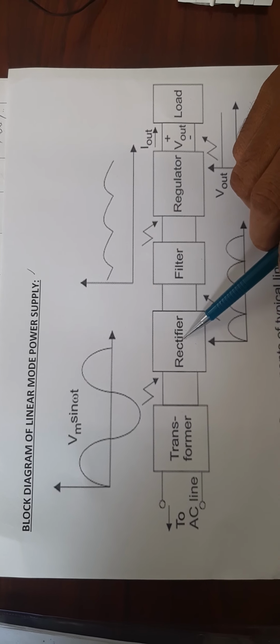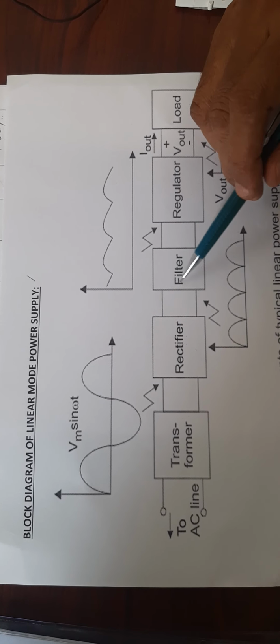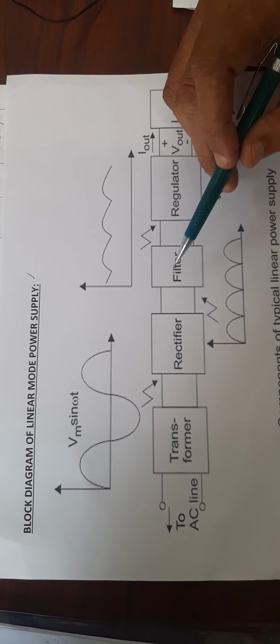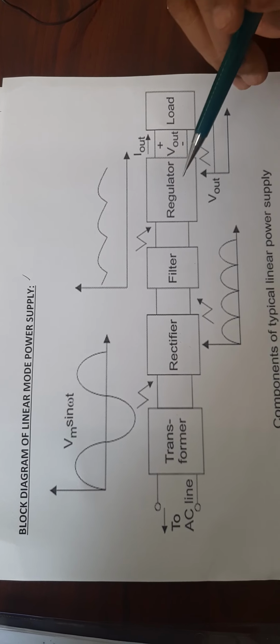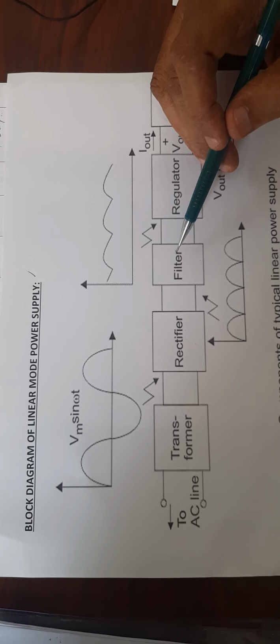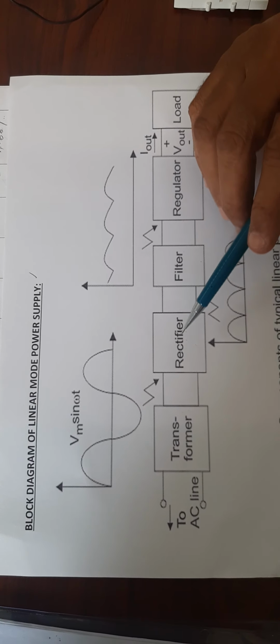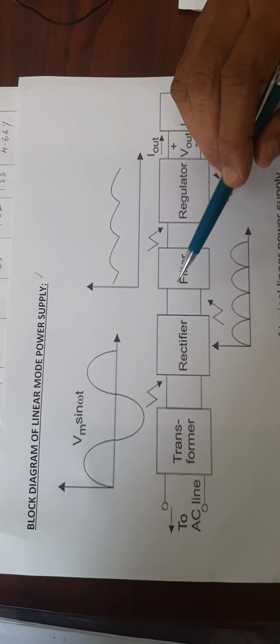After rectification, we are going to give it to the filter. There are different types of filters, but in our lab we are going to use the C filter, the capacitor filter. And from here we are going to obtain the respective performance characteristics for the rectifier both with filter and without filter.